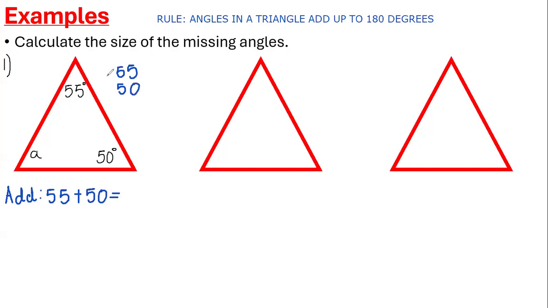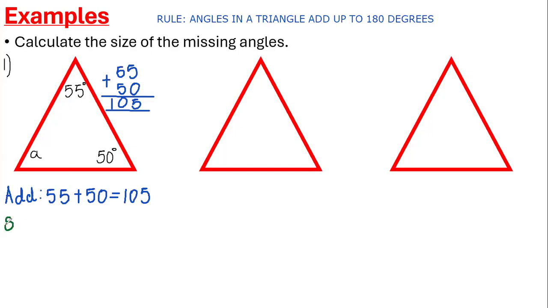Very good. So we have 50 plus 55. 5 plus 0 is 5, and 5 plus 5 is 10. So this is going to be 105. And so the answer here is 105 degrees. Next, what we have to do is subtract.